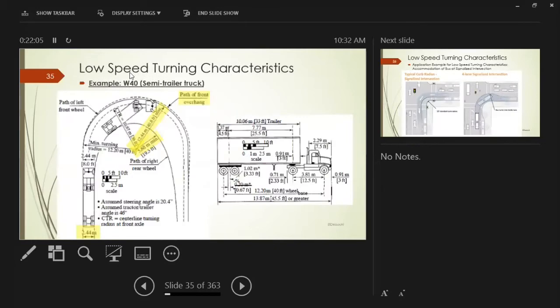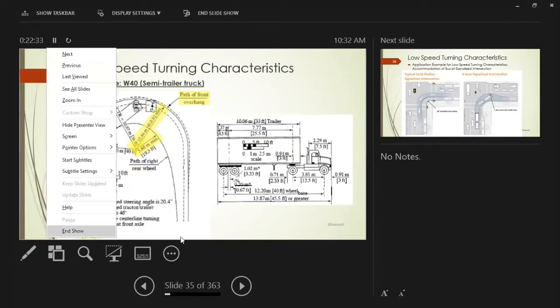This is a template for a design vehicle, and we can see the front, the path of the front overhang, the maximum turning radius or outer turning radius, and the inner turning radius. And the one on the bottom left-hand corner, hold a second. This is the 2.44, that's the wheelbase dimension.